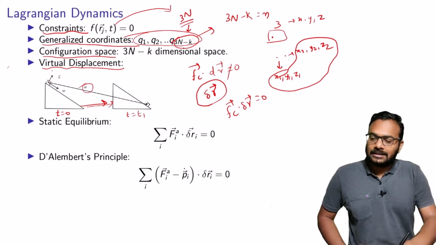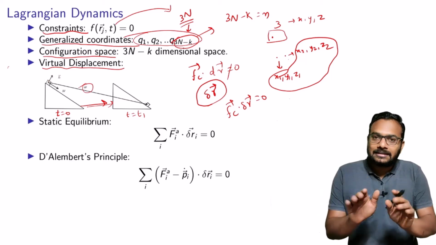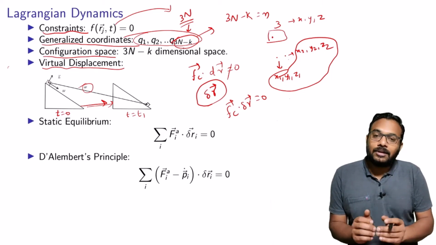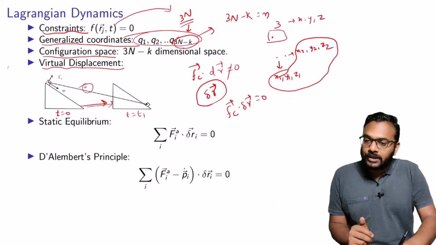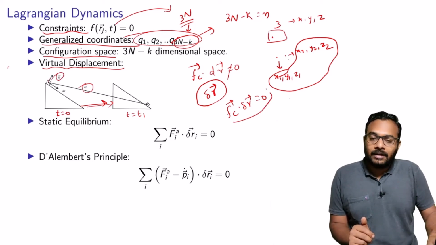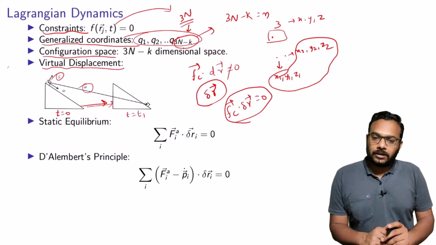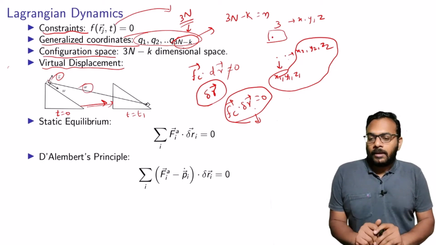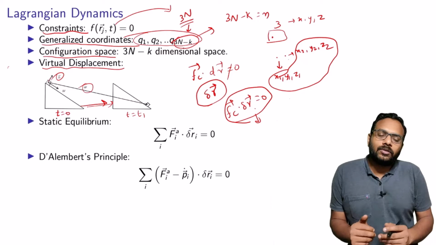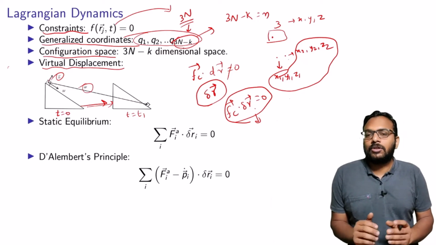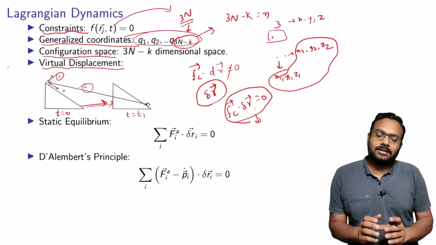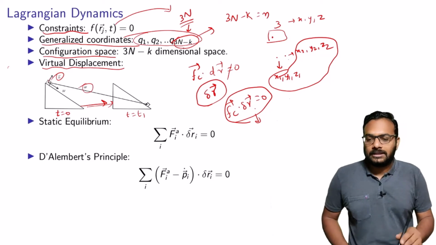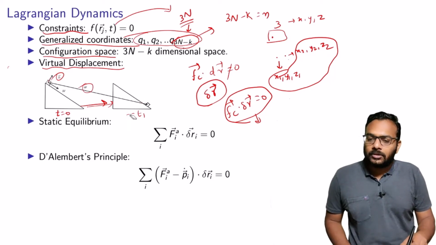I'll just repeat: if you freeze the system, or if you assume that the constraints are not changing when you consider the displacement, that displacement is perpendicular to this force of constraint, and then you have Fc dot delta r vector equal to 0. This will allow us to eliminate the forces of constraint from the formalism, because oftentimes we don't know what the constraint forces acting on the system are, so it's not convenient to have them in our formalism. I hope that's clear.